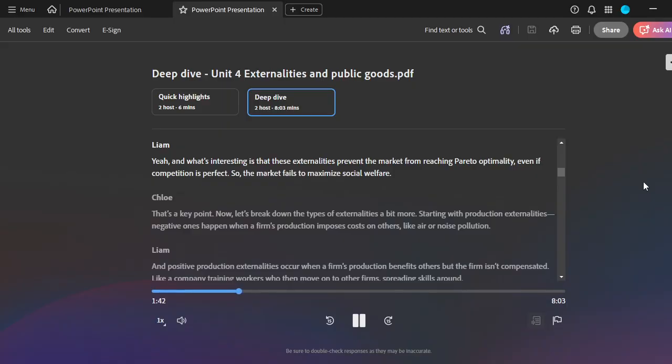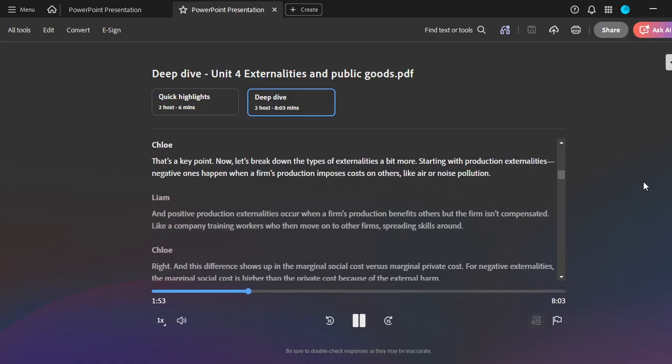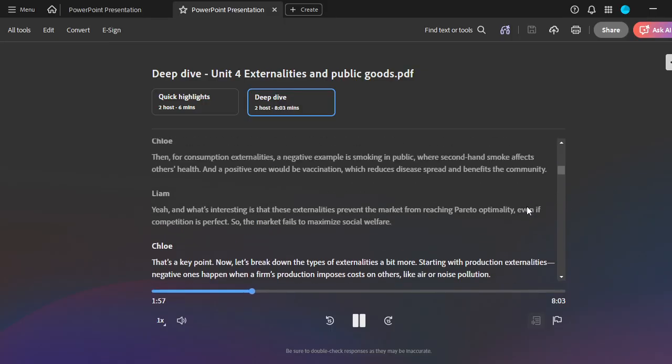What's interesting is that these externalities prevent the market from reaching Pareto optimality even if competition is perfect. So the market fails to maximize social welfare. That's a key point. Now let's break down the types of externalities a bit more.